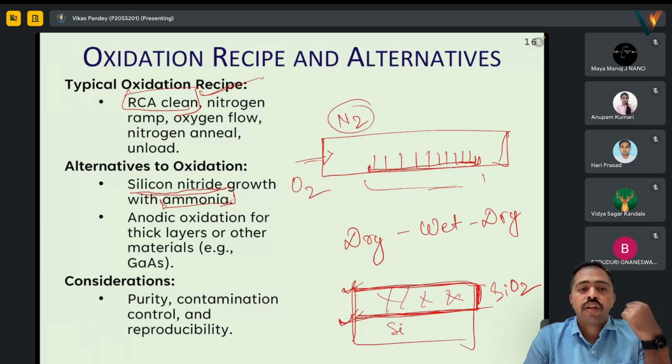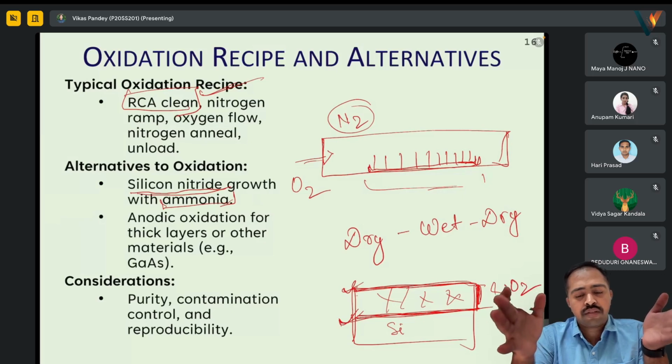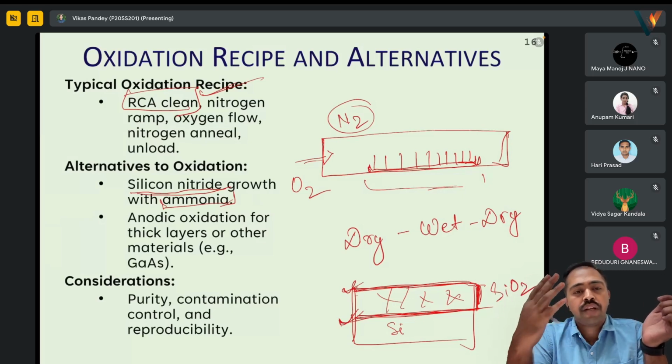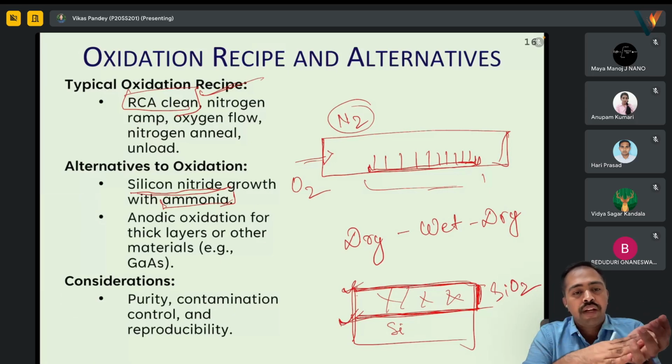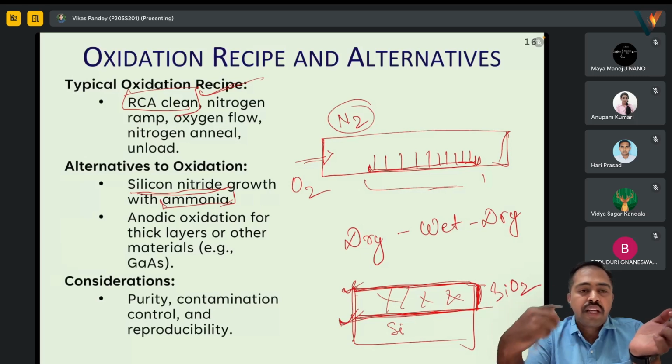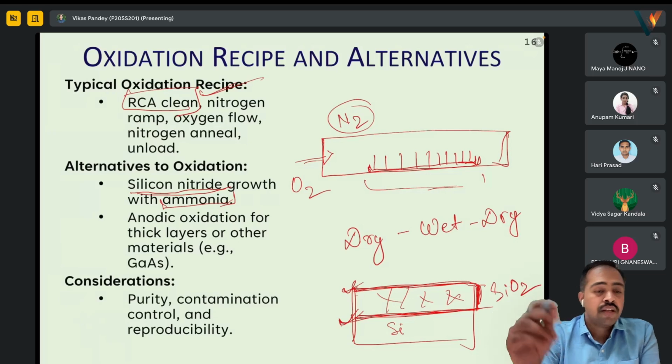In case we are going for silicon nitride, it will be a similar kind of setup but with ammonia. And in case of anodic oxidation, electric current will also be used, with anode and cathode, and the reaction will take place at the anode. So the wafers will act as the anode, and then we use electric discharge to do the oxidation in such cases.